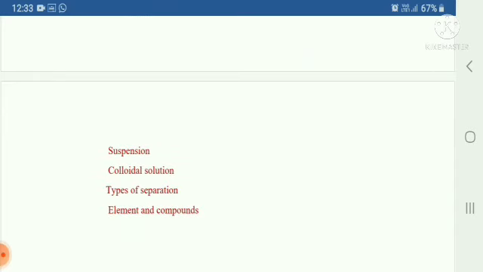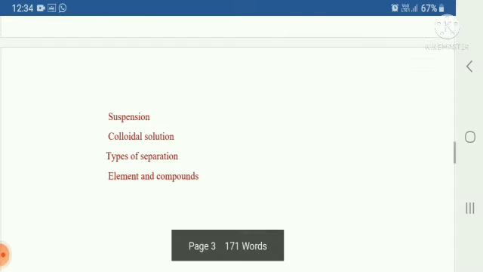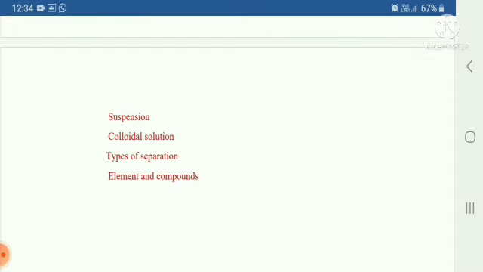Yes dears, and also we have studied types of separation, that is, when 2 miscible liquids are mixed together, how to separate the liquids. And also when solid and liquid are mixed, how to separate the liquids and solids. This and all we have studied in this chapter, and finally in this chapter we have studied element and compounds. What is element and what is compounds.